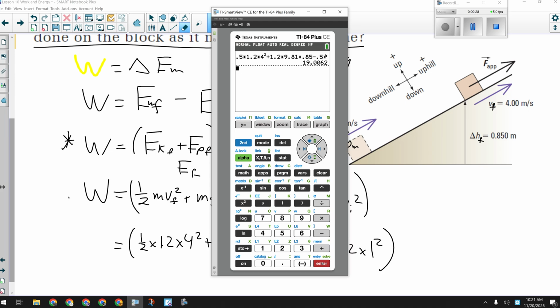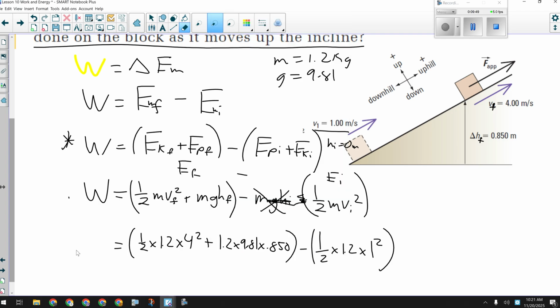Okay, so according to this, 19 joules worth of work must have been done on the block to accelerate it up the ramp. Okay, and that would make sense. It should be positive. I mean, it has more energy at the top than it had at the bottom. Okay, that would definitely require work. It wouldn't do that on its own for sure. Okay, so our final answer there would be 19, what have we got, 3 sig digs? Yeah, 19.0 joules.